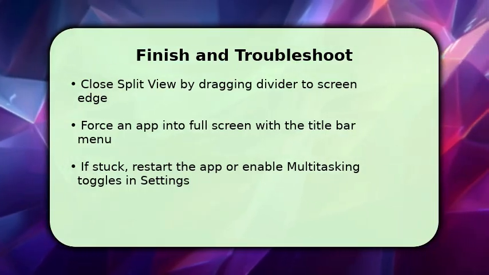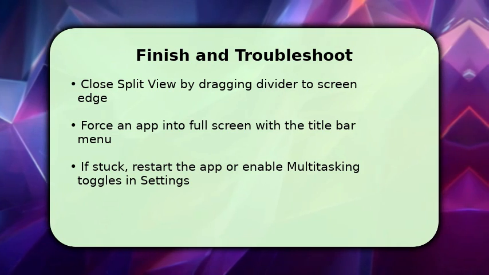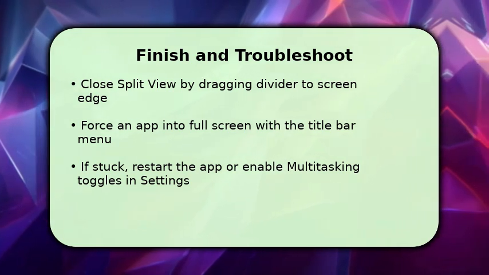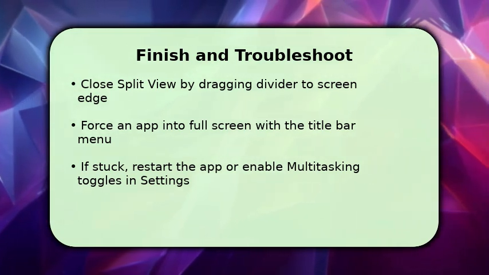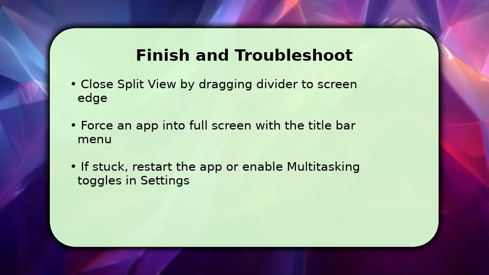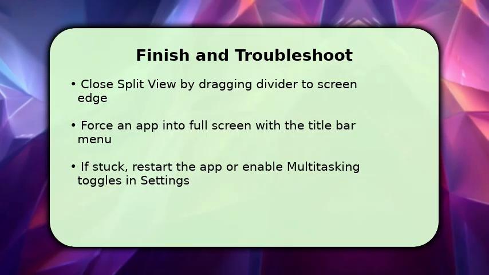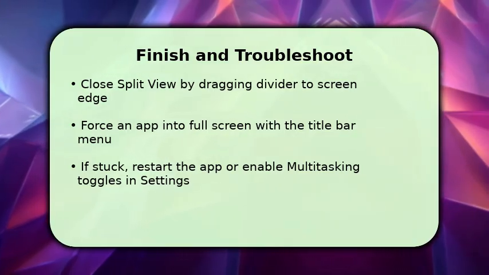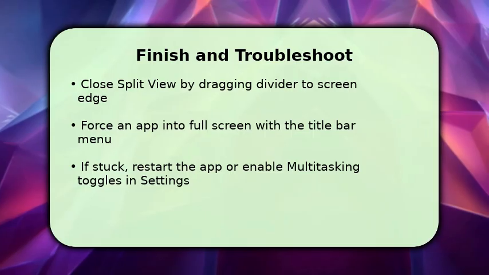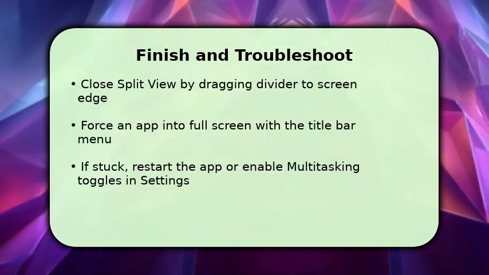Once done, use the title bar menu to collapse into full screen or convert slide over back into split view. If windows refuse to rearrange, force quit the problematic app and reopen it. Often that clears layout glitches. Make sure to check settings, home screen and dock if multitasking feels disabled, because a single toggle can block the whole workflow.